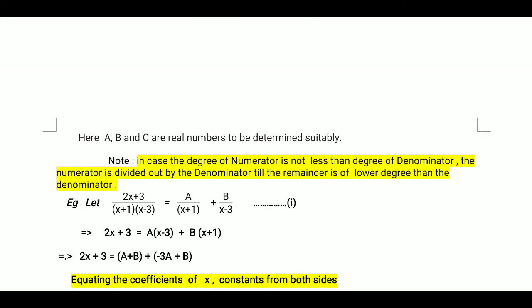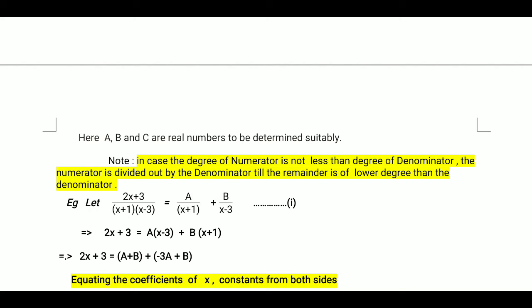Now note, in case the degree of the numerator is not less than the degree of the denominator, the numerator is divided by the denominator till the remainder is of lower degree than the denominator. It must be kept in mind that the degree of the numerator must always be less than the degree of the denominator. We take an example.